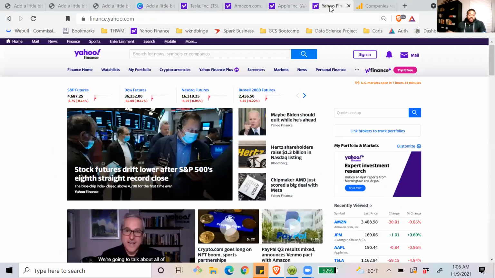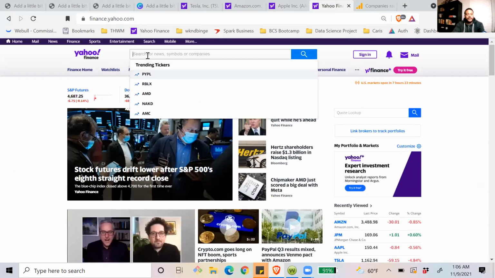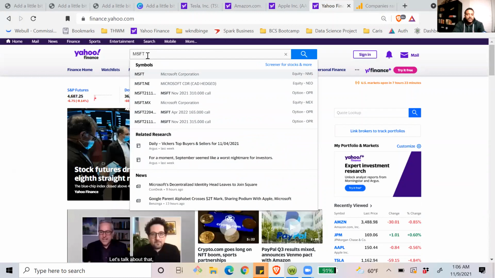But then we're going to come to the real tool that I want to show you today, which is Yahoo Finance. Today I want to show you how you can analyze or get key pieces of information from any stock just by pulling it up. So first, you're going to come to Yahoo Finance, and then we're going to look up Microsoft as the first one.